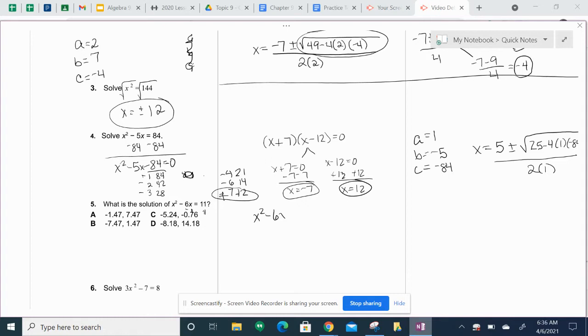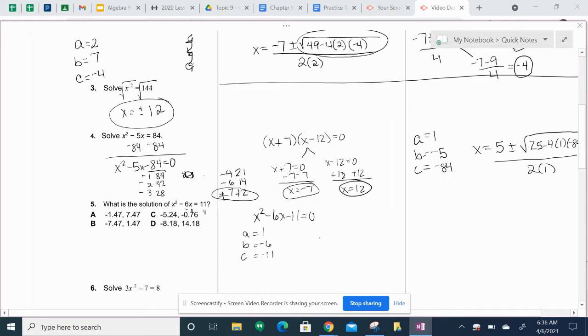So I had started by subtracting 11 on each side to get it ready in standard form. So x squared minus 6x minus 11 is equal to 0. Then in this case, I'm going to now figure out my a, my b, and my c. A is 1, b is -6, and c is -11.